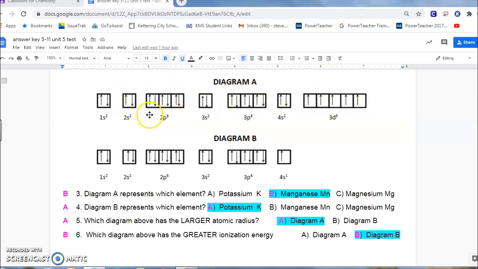Remember, we like to put the numbers above the boxes. That's the third number, the third quantum number called the magnetic quantum number. We put it above the boxes. Each of these boxes is an orbital.